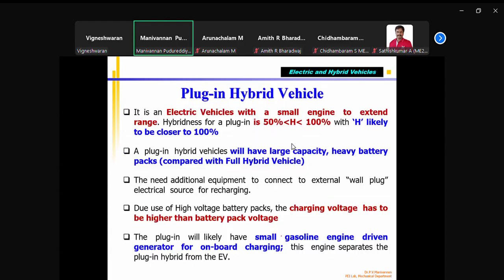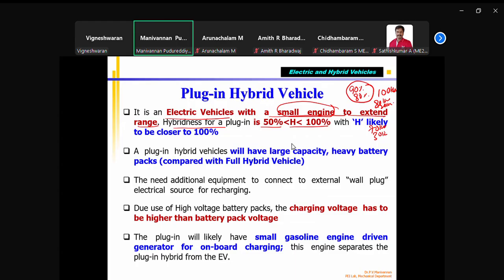So this figure is shown here. The plug-in hybrid electric vehicle with a small engine, which is called a range extender, to extend the range of the vehicle. As I told you, this engine can drive the wheels also, or it can be used for charging the battery. Correct? So the hybridness in the vehicles starts from 50 to 10%. For example, 100 kilowatt means I may have an 80 kilowatt electric motor and a 20 kilowatt IC engine. Correct? I may have 70 kilowatt and again 30 kilowatt engine.